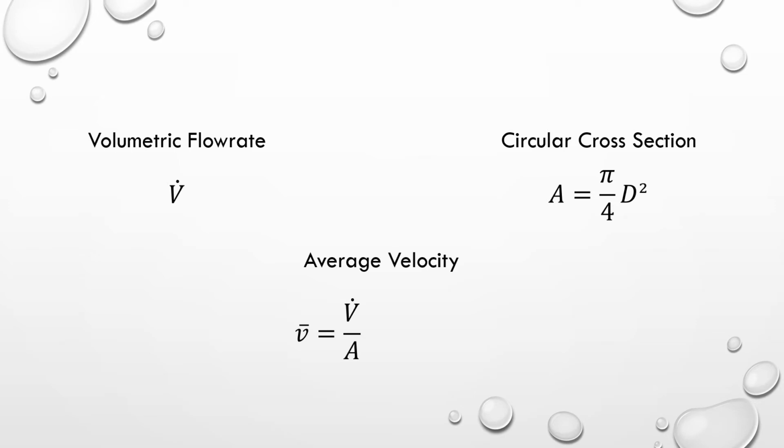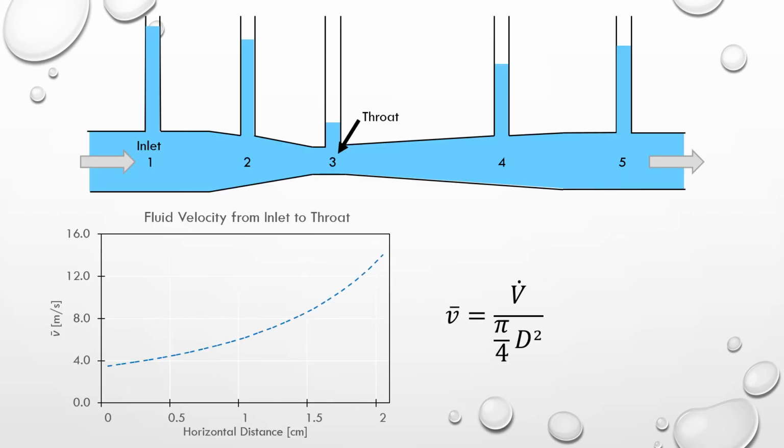Plugging this formula into our equation for velocity, we see that velocity is dependent on the inverse square of diameter, which shows that velocity changes non-linearly with diameter. A simple graph of the fluid velocity in the first half of the Venturi meter also shows this non-linear trend.